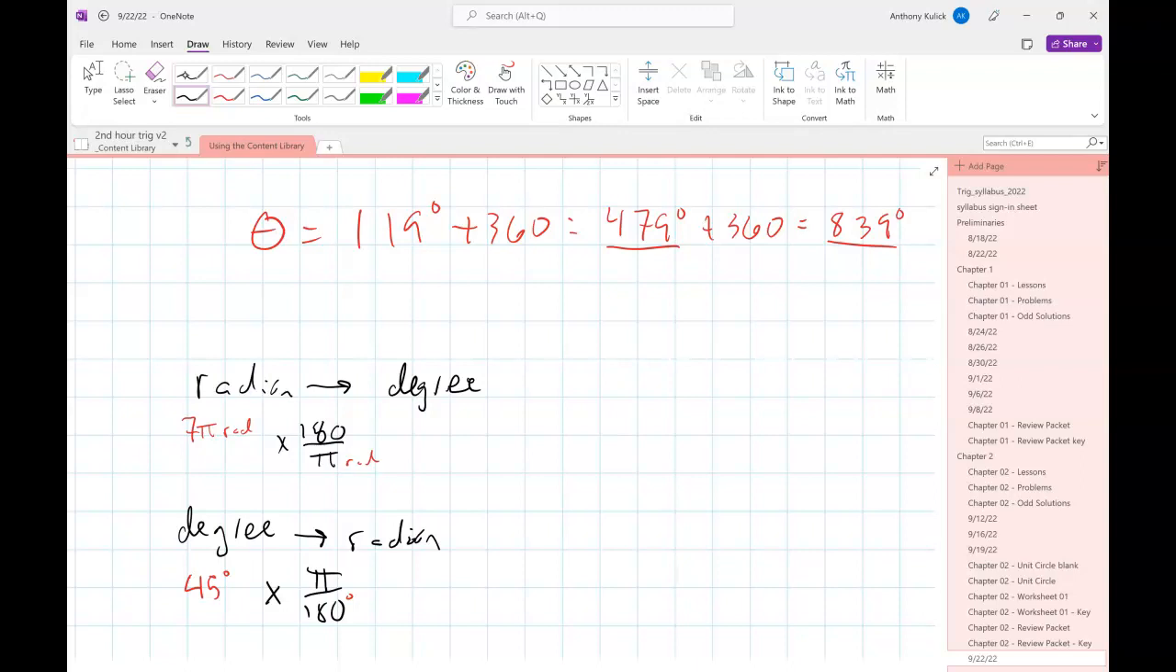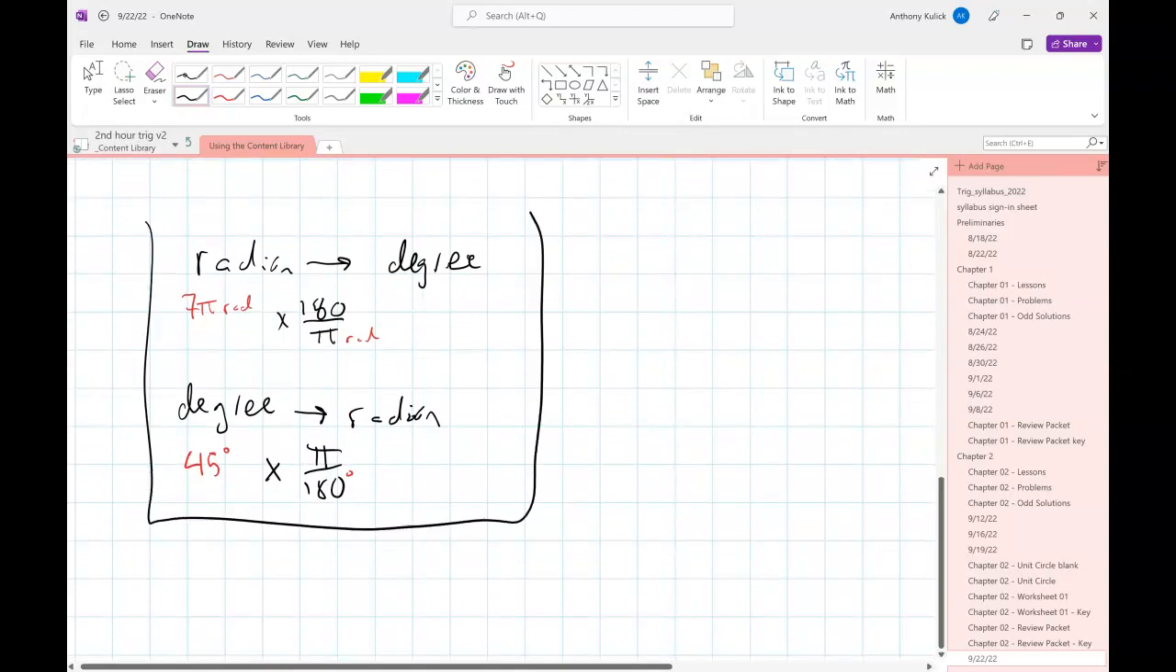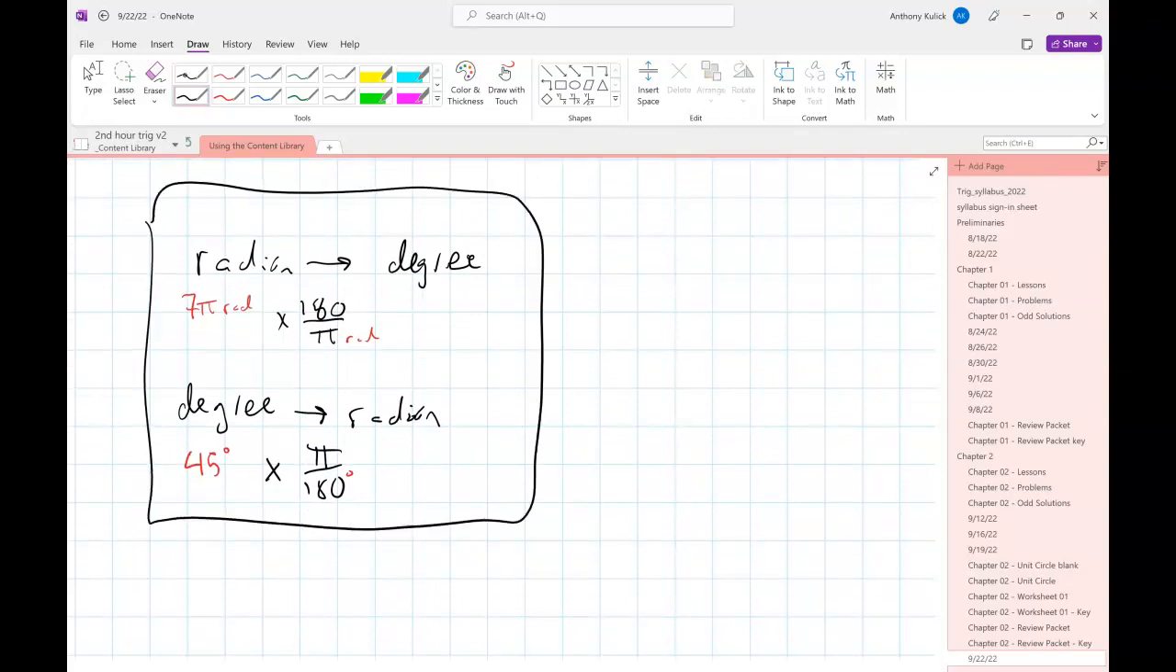So that's one thing that you definitely would want to have memorized, ideally now, but certainly by the test. That'll be something that comes up over and over again that you'll need to have to convert.